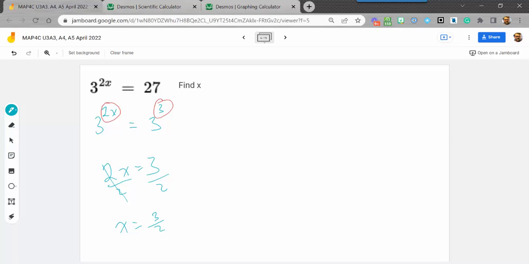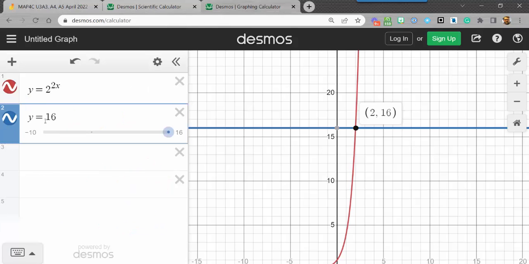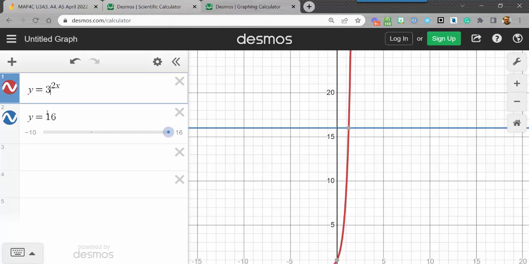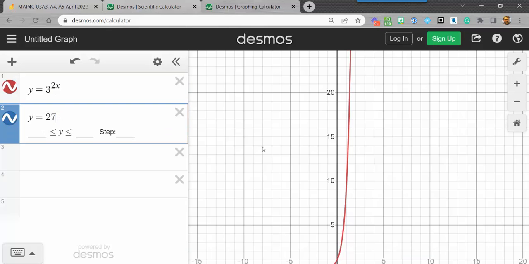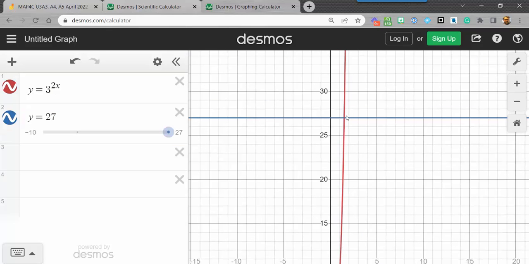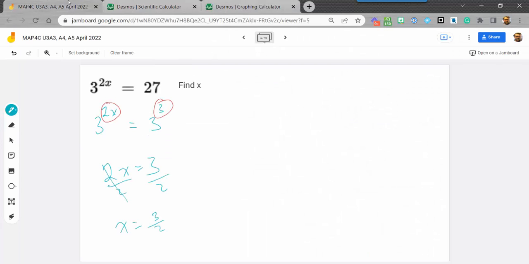Okay. Or I could graph this same thing. y equals 3 to the 2x and y equals 27. I've got to find where they cross. It's way up here. It gives me an answer of 1 1/2. Is that the same thing as 3 halves? Yeah. y equals 1.5 from the graph. So both methods work.